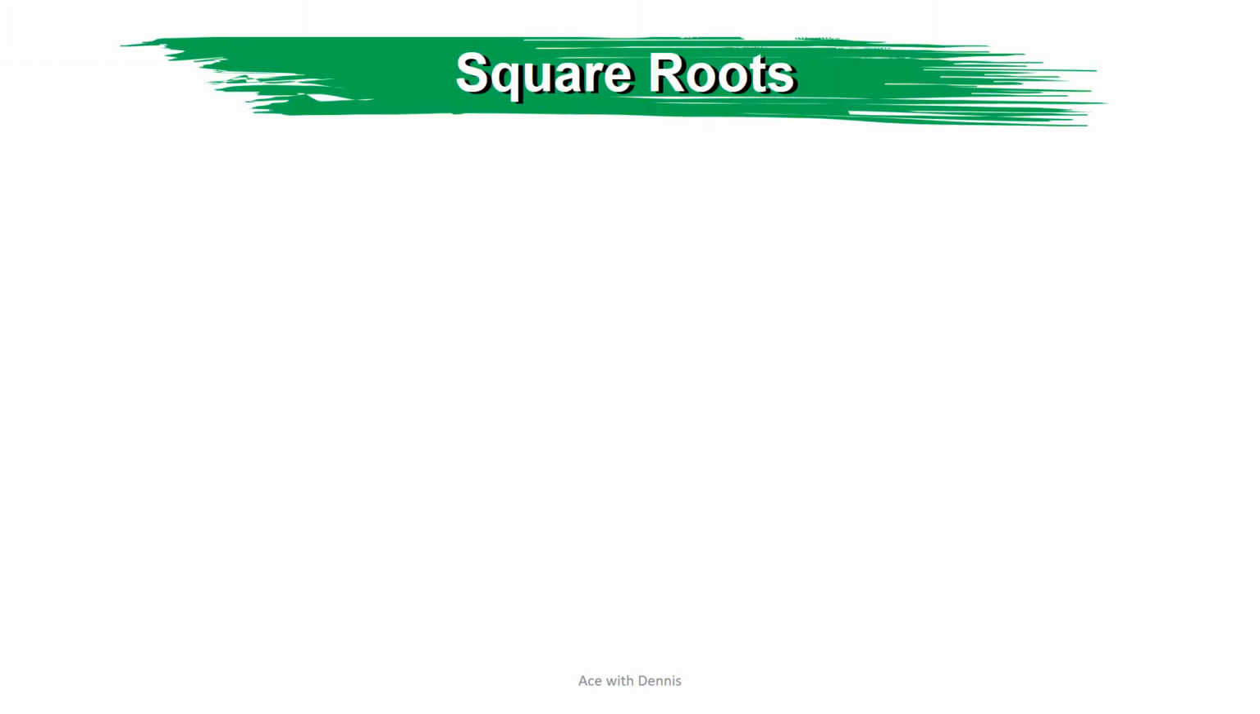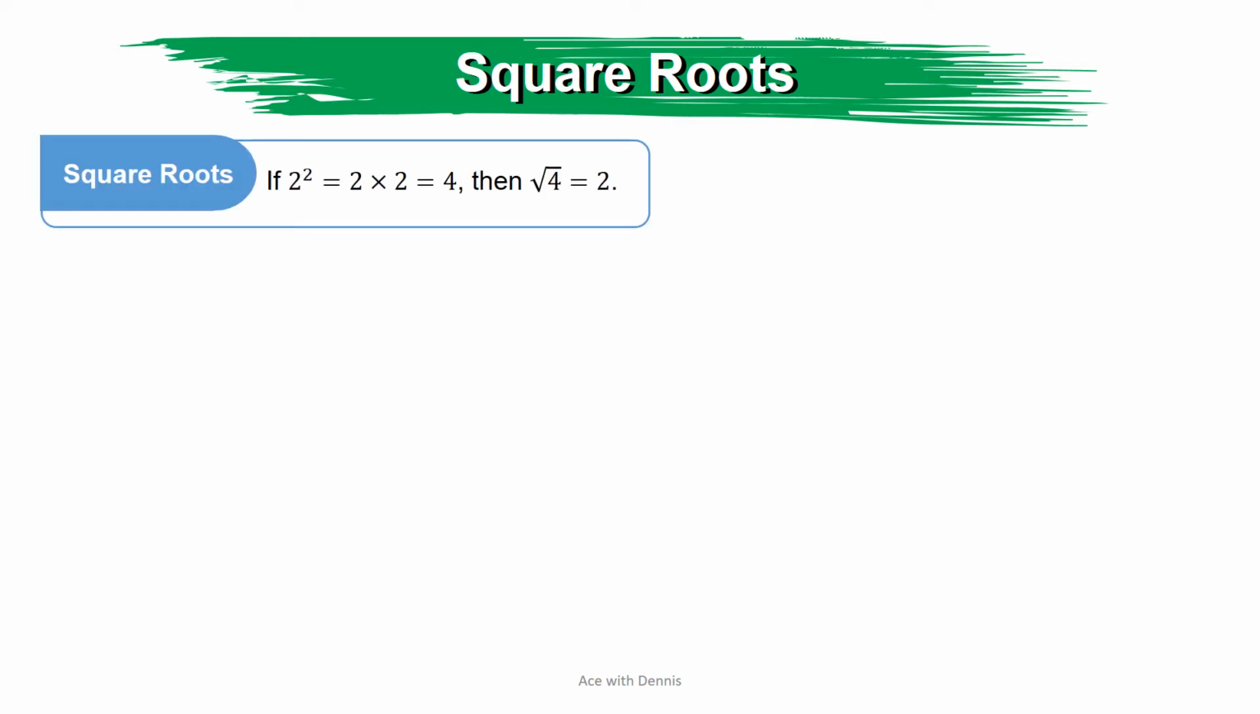Square roots. What is square roots? Let's look at this case. If 2 square equals 2 times 2 equals 4, then square root of 4 equals 2. So this is how we apply square roots.